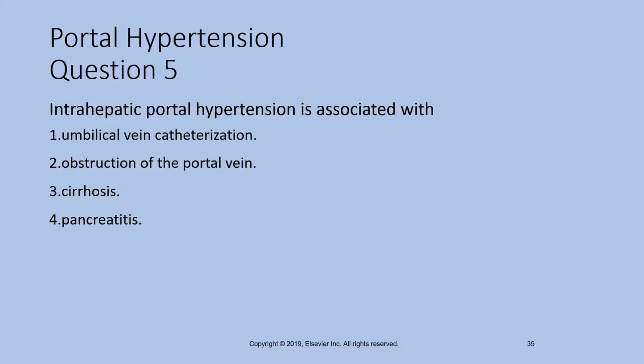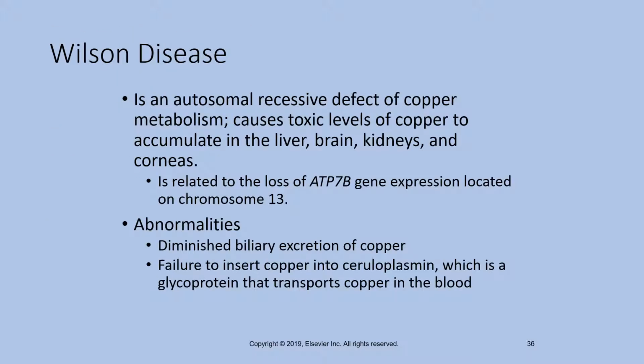Question 5: intrahepatic portal hypertension is associated with what? Umbilical vein catheterization? No. Obstruction of the portal vein? No. Cirrhosis, right? Intrahepatic, right? Cirrhosis. Intrahepatic. Pancreatitis is the pancreas.